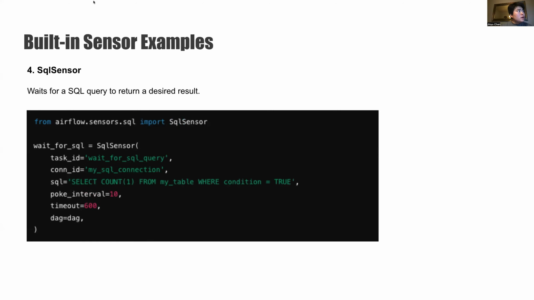SQL sensor. The SQL sensor waits for an SQL query to return our desired results. We have the connection ID here, and we also have the SQL here. It's waiting until this SQL returns the results for us.